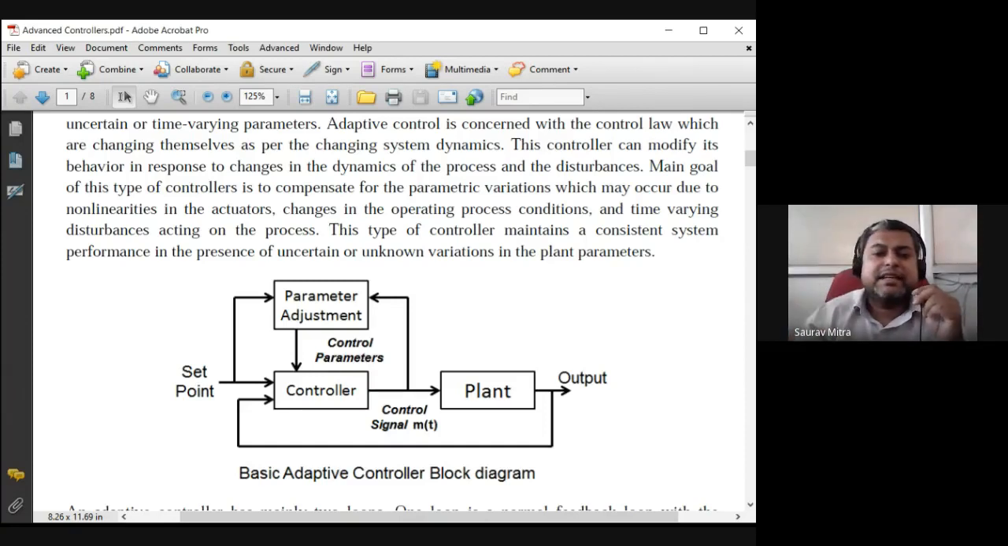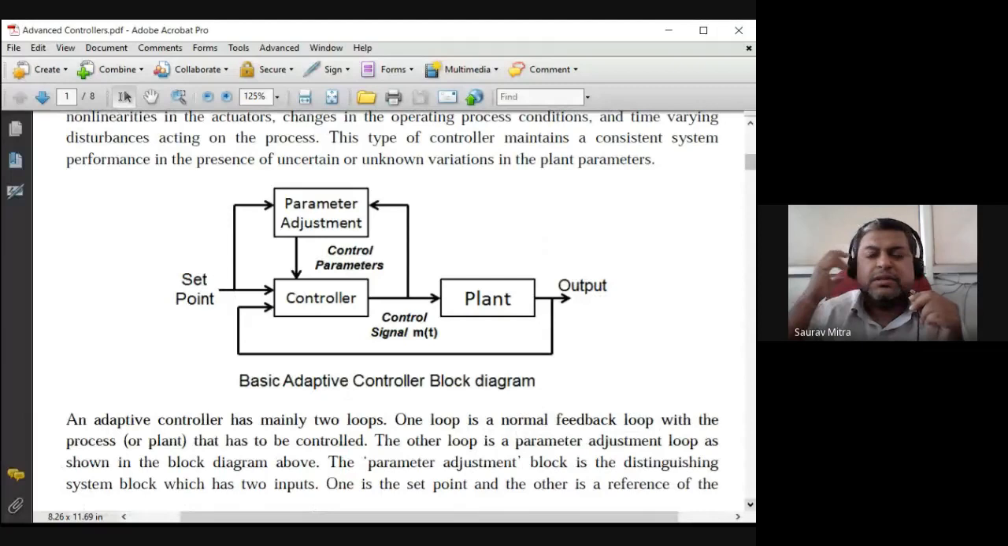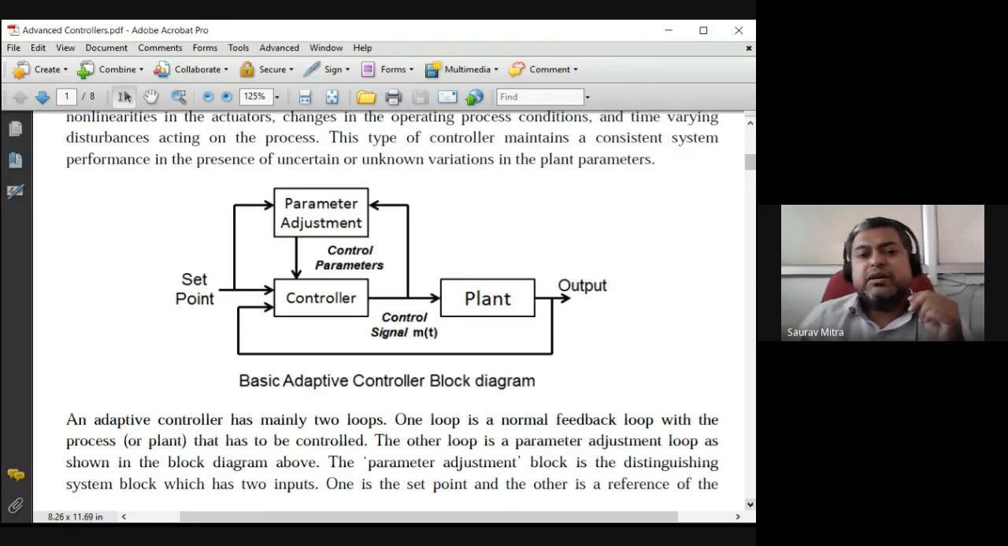The same thing is said. So this type of controller maintains a consistent system performance. That means whatever may be the disturbance to the process, to the controller and all these things, this controller would be able to produce a consistent system performance in the presence of highly uncertain or highly dynamic plant parameters.